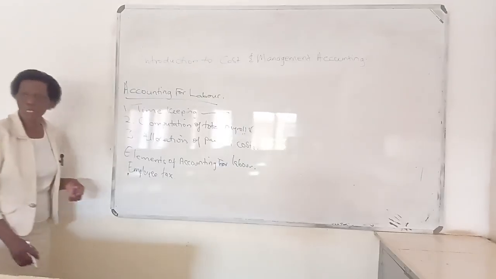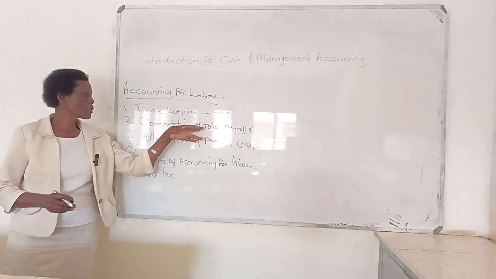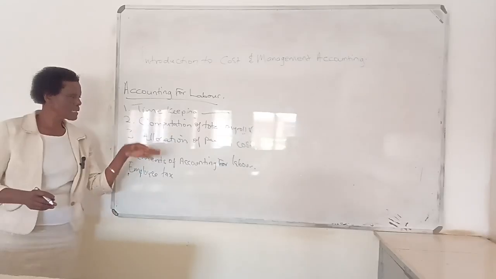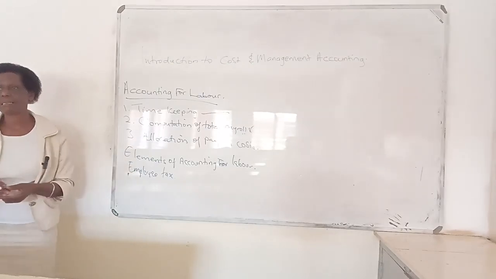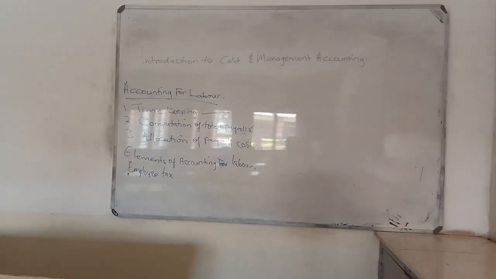Employee tax. You cannot compute total payroll and allocate. Yes, you can compute and allocate, but you are not going to give the whole amount to that particular person. You are going to deduct tax. How much tax is due for this person? So you are going to subtract tax from the computation that you have done. And this is a regulation that you cannot escape.